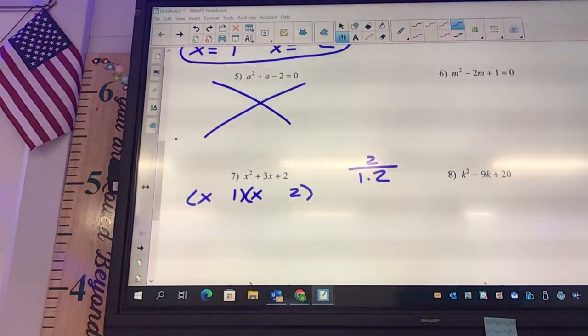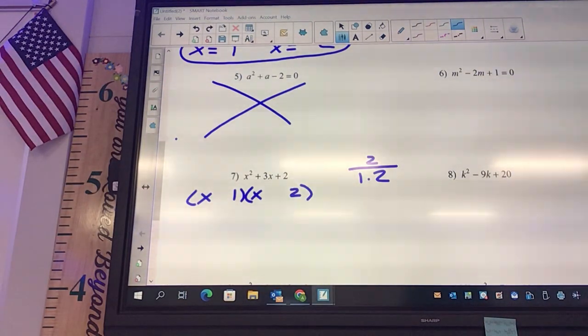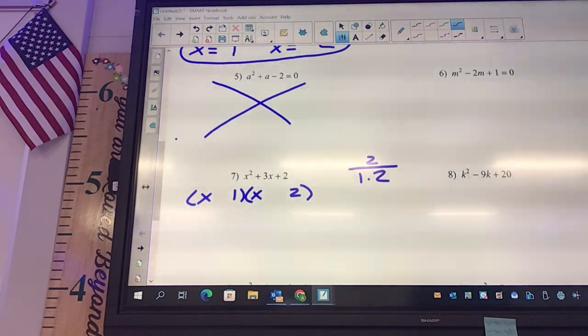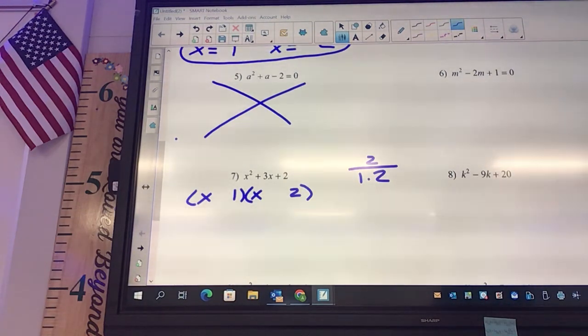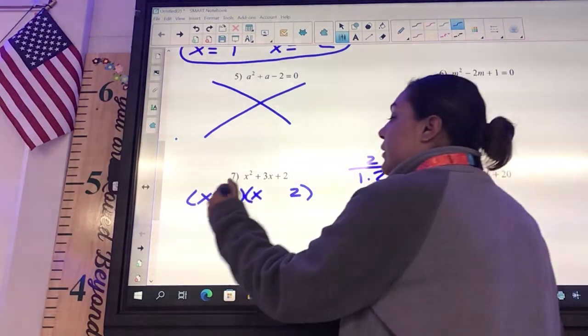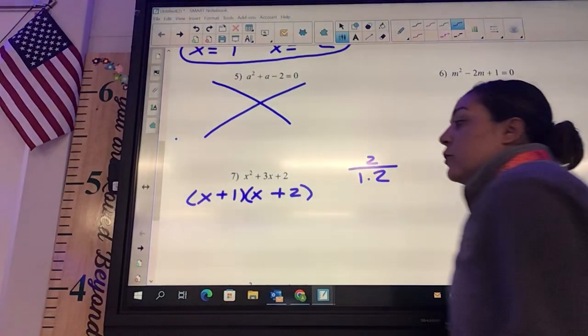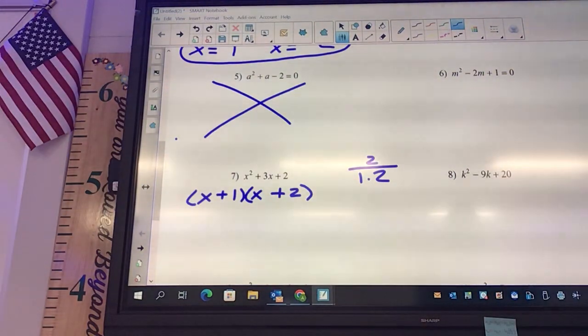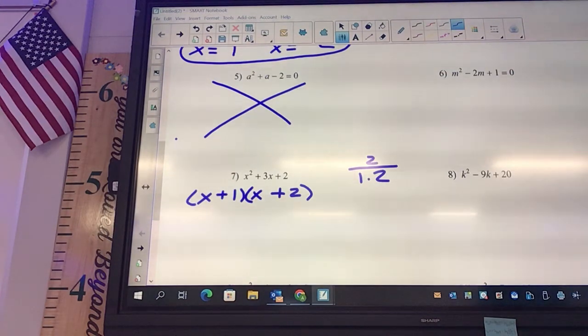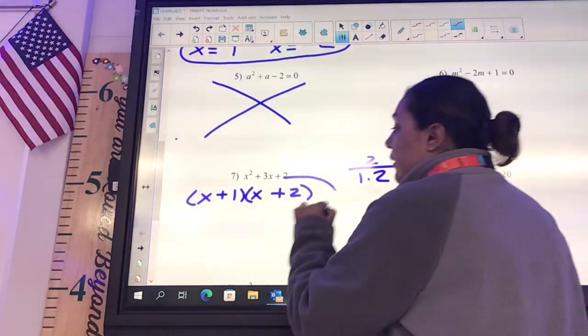What do I need my numbers to be? They need to add or subtract to be what? Positive 3. Okay, how can we make that happen? Plus. Okay, 1 plus 2 is positive 3. Do we stop or keep going? We stop. Why? There's no equals 0, so we're going to stop right here. This is our answer.